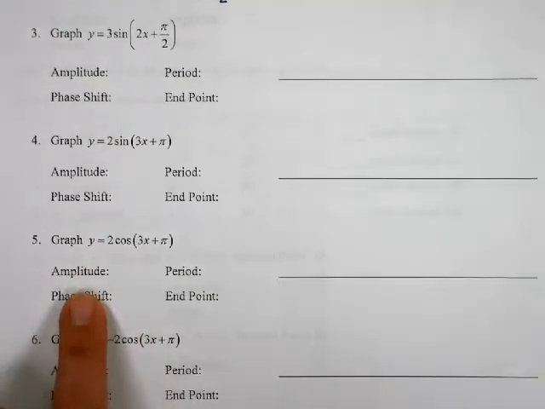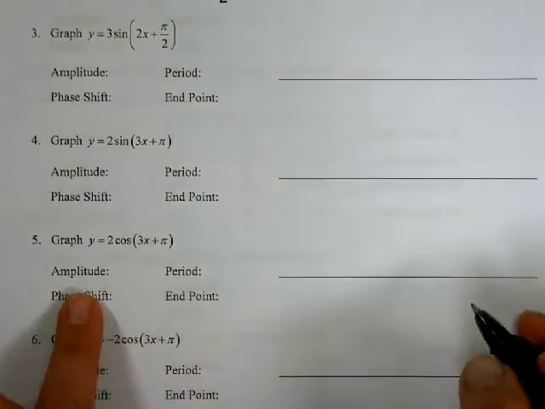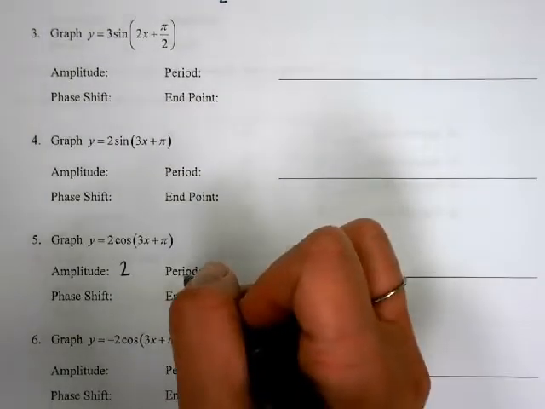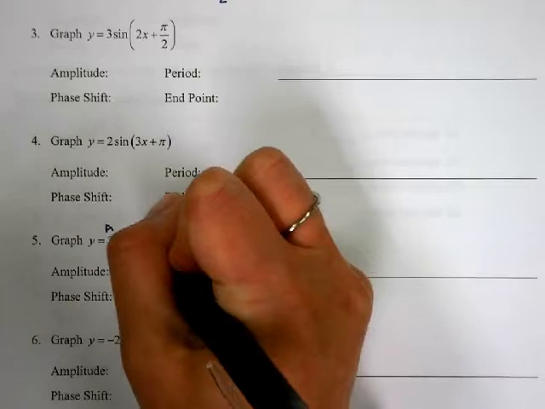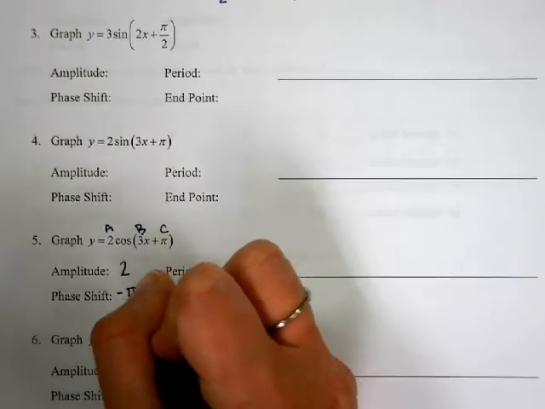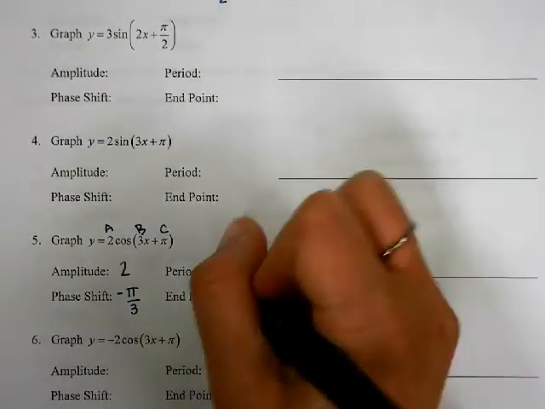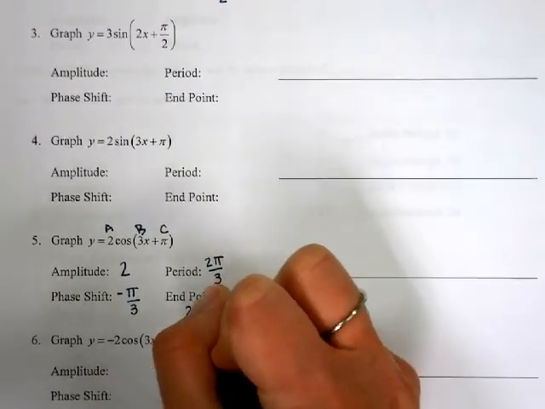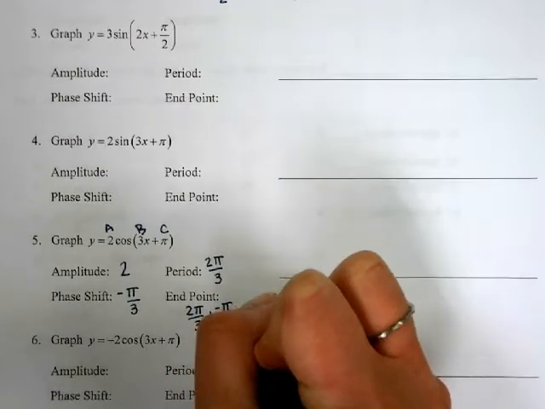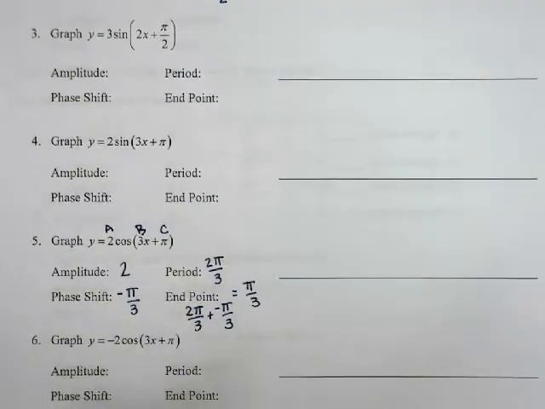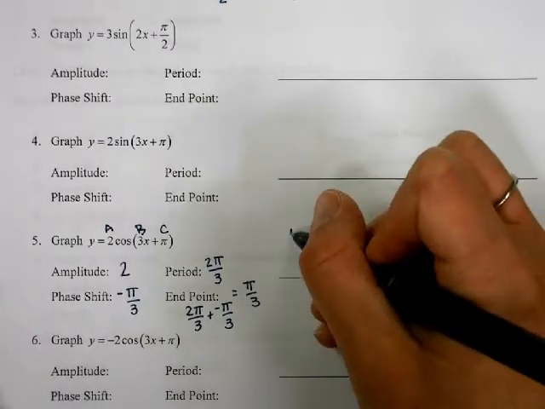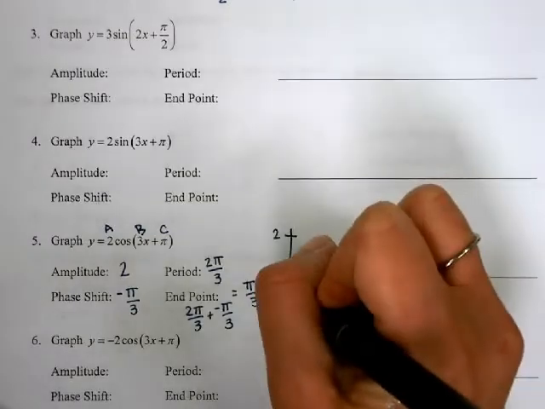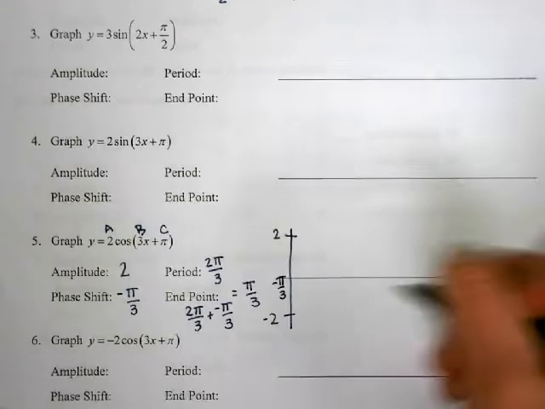This one has a different amplitude. So number 5 here, my amplitude is 2. My phase shift, negative c over b. Remember, this one has a, b, c. Negative pi over 3. Period, 2 pi over b, so 2 pi over 3. So 2 pi over 3 plus a negative pi over 3 gives me positive pi over 3. So 2, negative 2. Phase shift is negative pi over 3, and this is positive pi over 3.